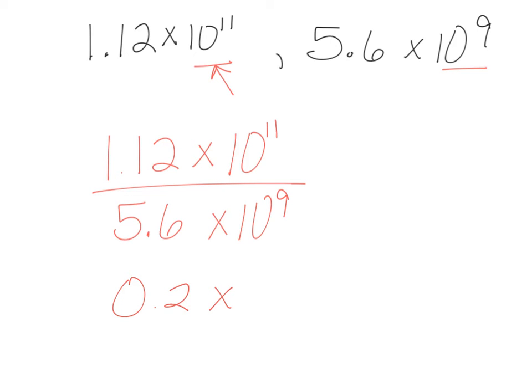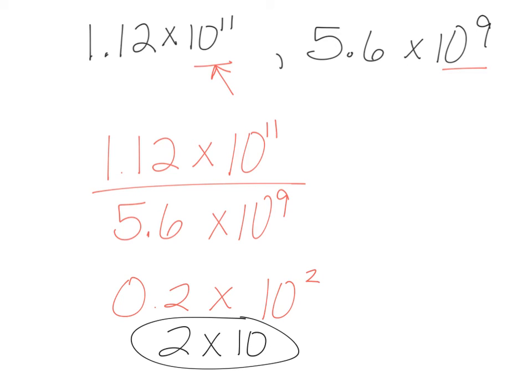But remember, if I'm dividing powers, what do I do with the exponents? Since they have the same base, you'd subtract them. So that would give me 10 squared. But is that in scientific notation? No, 0.2 is not in scientific notation. So my answer would be 2 multiplied by 10 to the first power, or just 2 multiplied by 10.